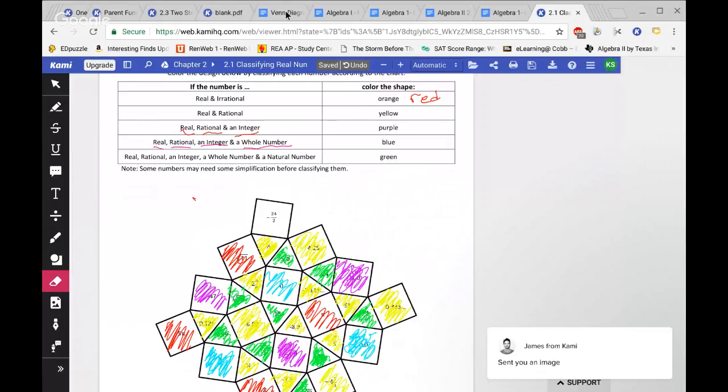When I take negative 24 over 2, I want to reduce it to its smallest, most reduced simplified form, and that's going to be negative 12. Negative 12 is an integer, so therefore it's also rational and it's real. So that's why I colored it purple.